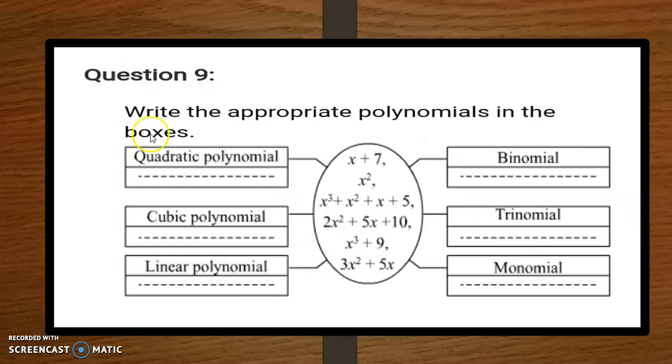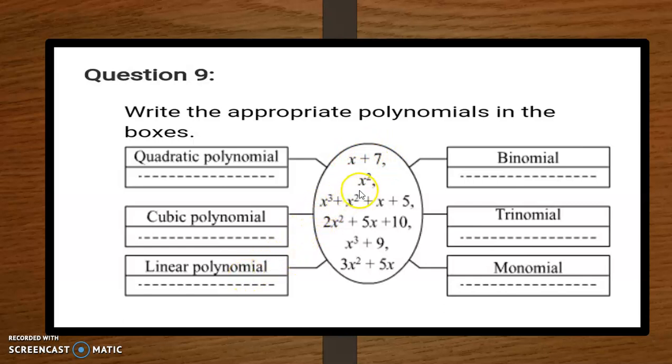Question 9. Write the appropriate polynomials in the boxes. Now if you see, these are the polynomials given. According to terms you have to classify, and according to the degree. So first we'll see x plus 7. 2 terms, so it will go in binomial. Here the highest index of x is 1. So when the degree is 1, it will be a linear polynomial. So it will go here.